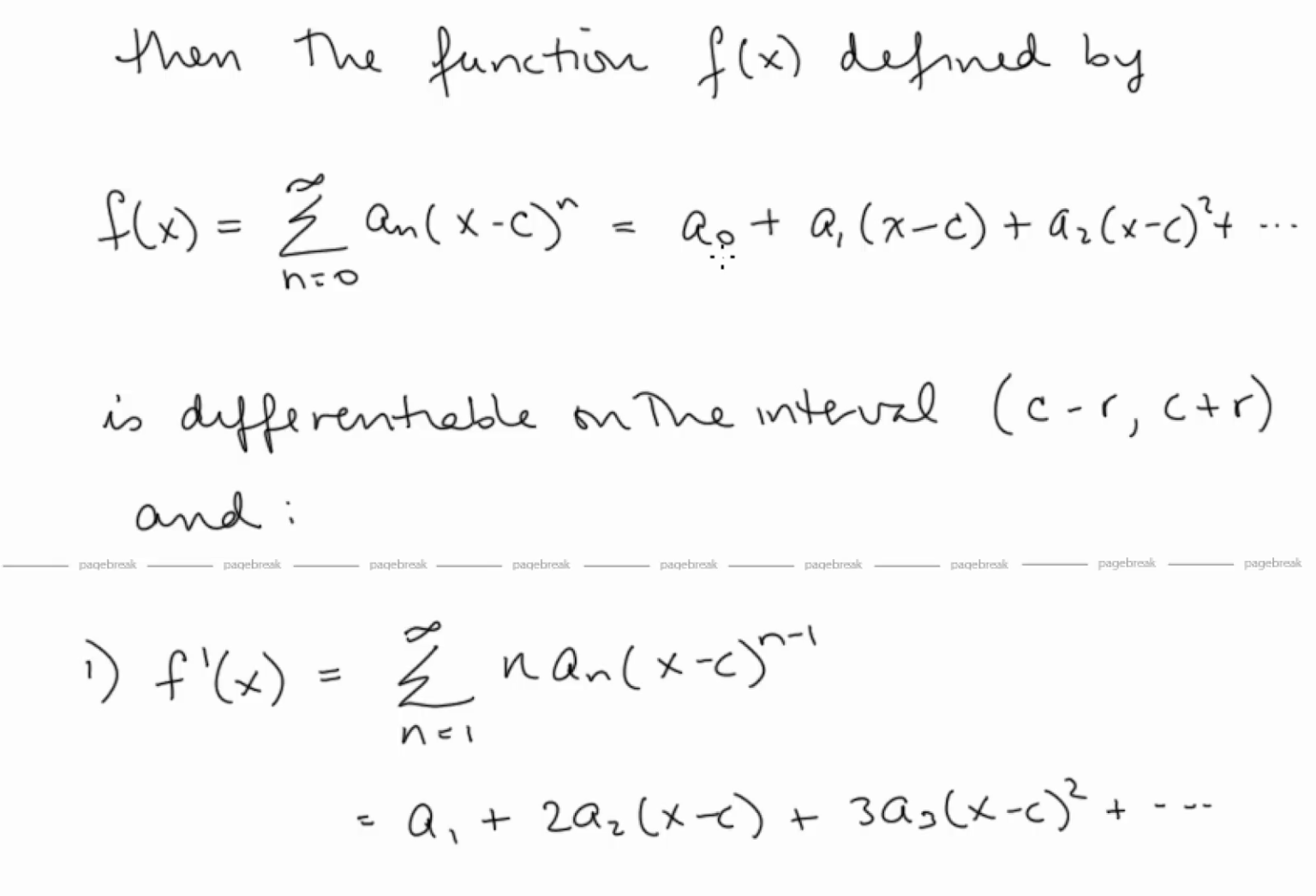Derivative of a naught is 0. Derivative of a1 times x minus c is just going to be a1. So you have your a1 here. This power of 2 comes down. You get 2a2 x minus c to the first. The next term here has a 3 that comes down. We get 3a3 x minus c squared, and so on. So this theorem is saying that the derivative of this series is the series of the derivative of these terms.